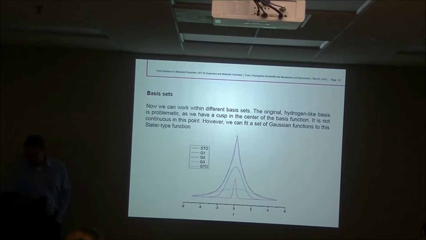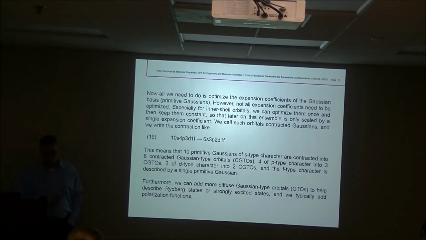But this is not totally necessary, because there are some kinds like the inner shells, which do not change much in chemistry. Actually, they do not change at all in most cases, because it's the valence electrons which are reactive. So what we can do is, we have our base of primitive functions, and we can optimize once and keep these coefficients constant for the ones optimized, inner shell orbitals at least.